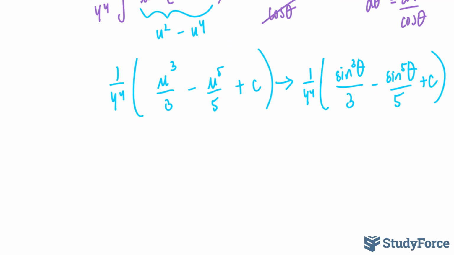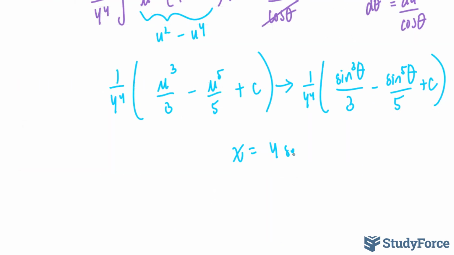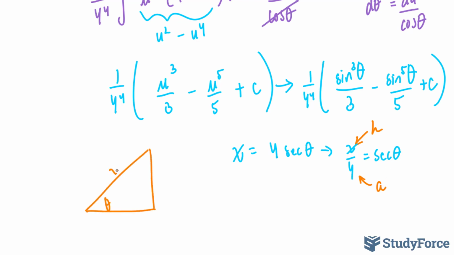And remember, our original function was in terms of x, so we have to replace that with what x is equal to. And remember, we set x way back here as 4 secant theta. I need to solve for theta. And if I do that, I end up with x over 4 is equal to secant theta. Secant is a reciprocal function of cosine, and cosine is adjacent over hypotenuse. Therefore, this has to be our hypotenuse, and this has to be our adjacent. That being said, if we were to draw a right triangle, this part right here would be our x, or hypotenuse, and our adjacent would be 4.